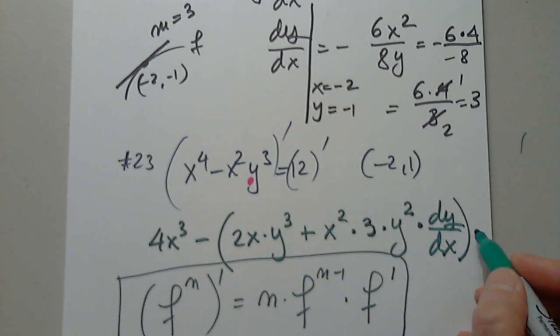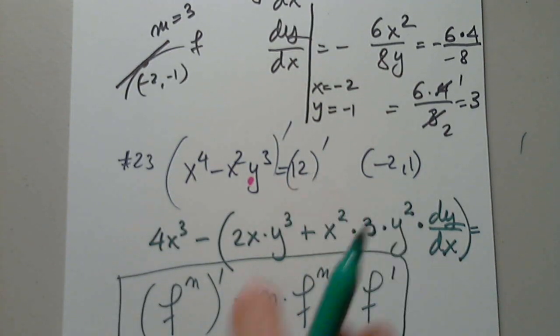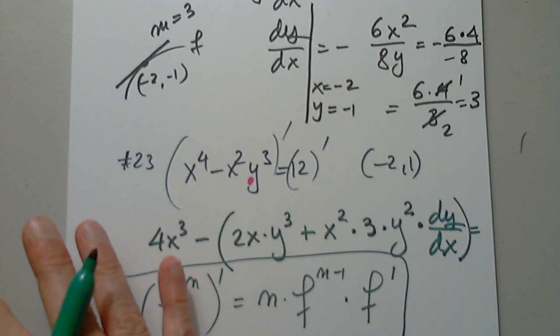Now we got to the equal symbol. And now I have to differentiate the right-hand side. I cannot differentiate the left and forget about the right.